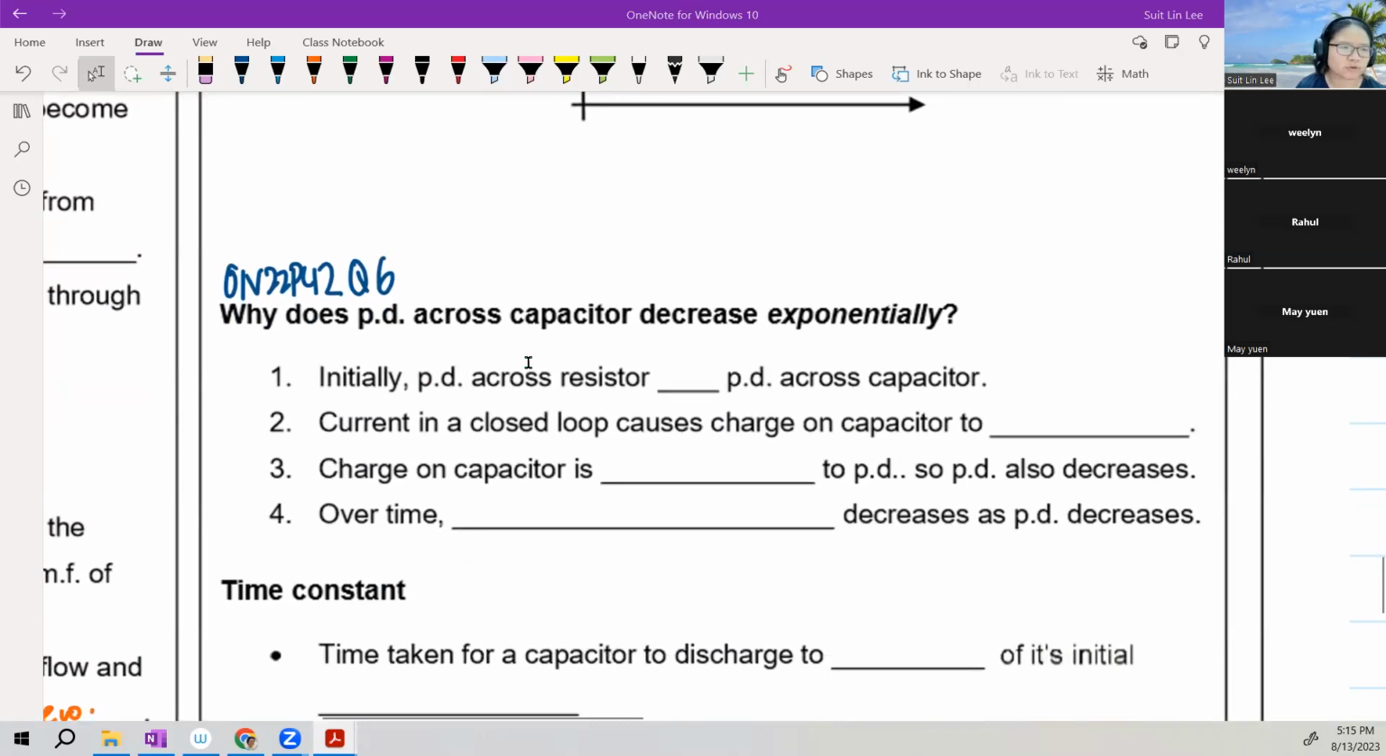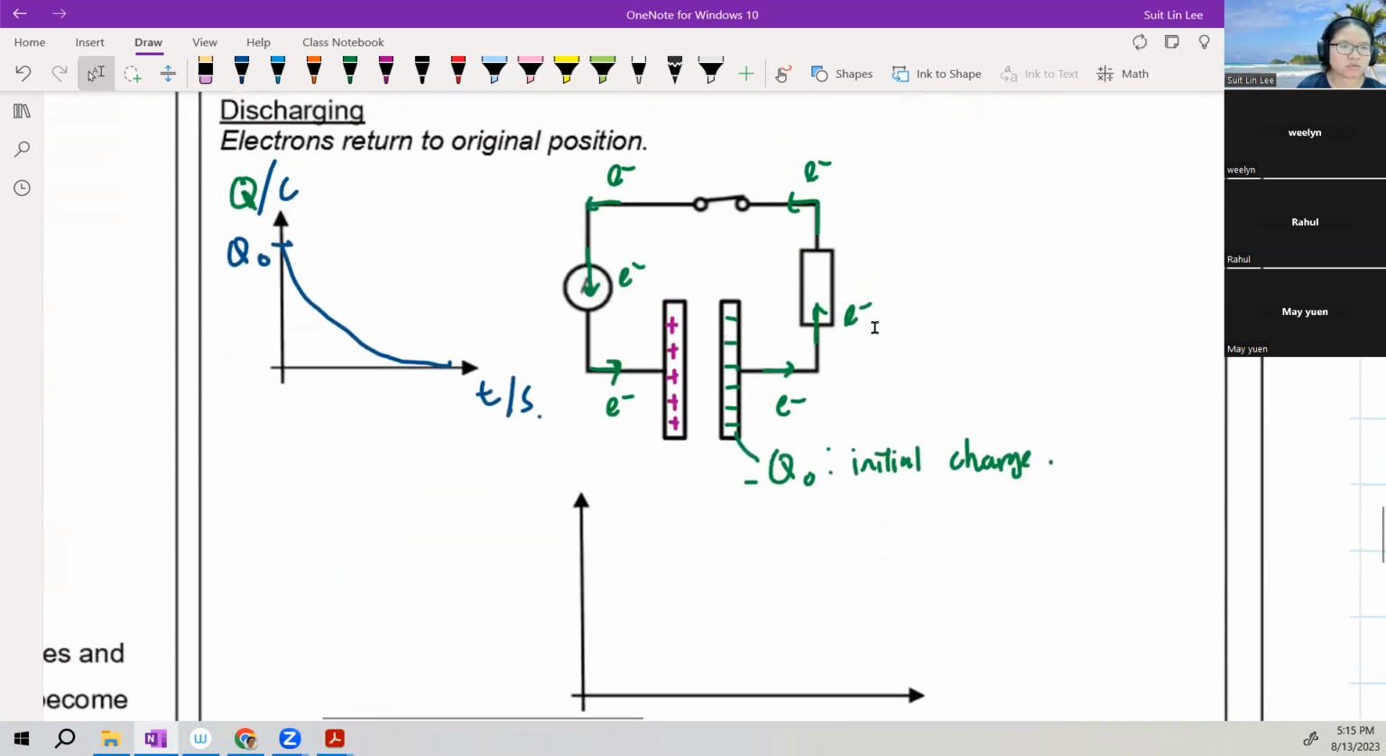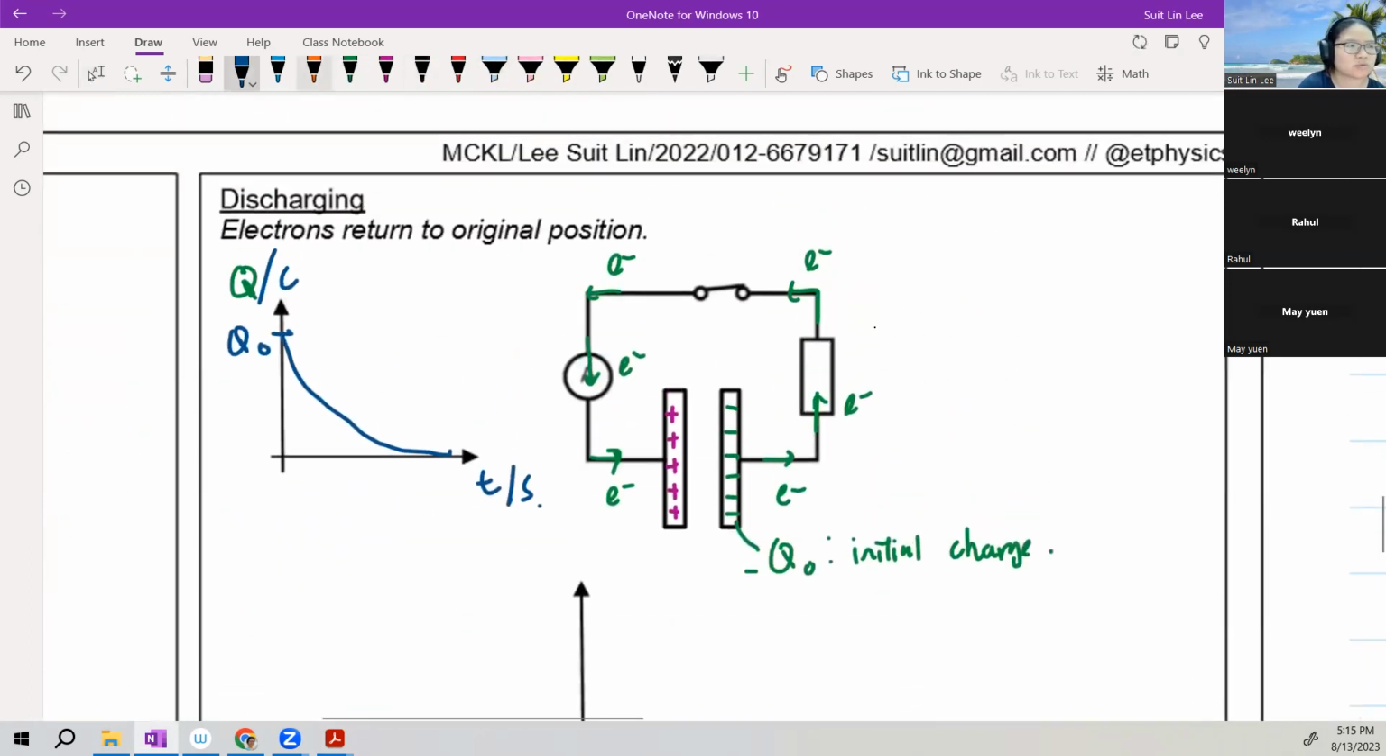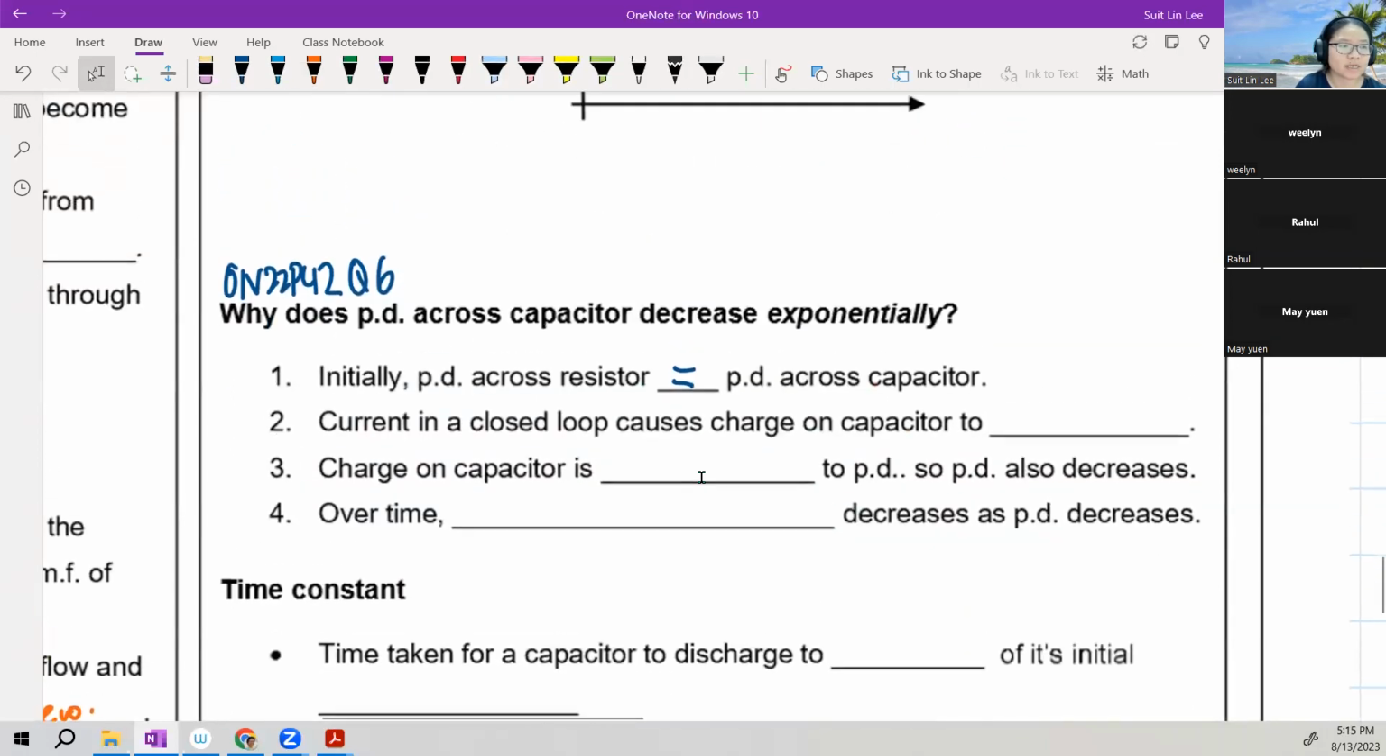So initially, the PD across the resistor is equal to the PD across the capacitor. So right now, if you see there's a resistor here, sorry, I didn't label our little R. This is the resistor R, this is C, okay? And we know from V is equal to IR, the current in the closed loop causes the charge on the capacitor to decrease, or to lose charge.